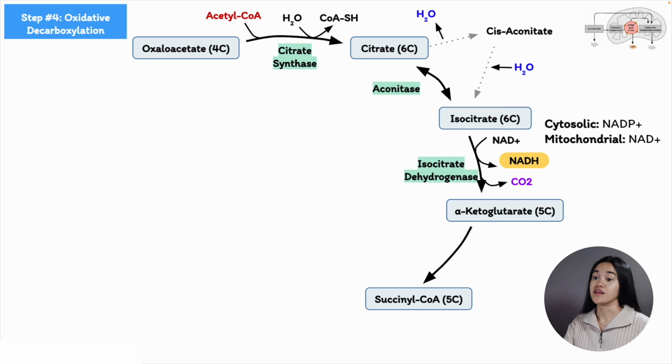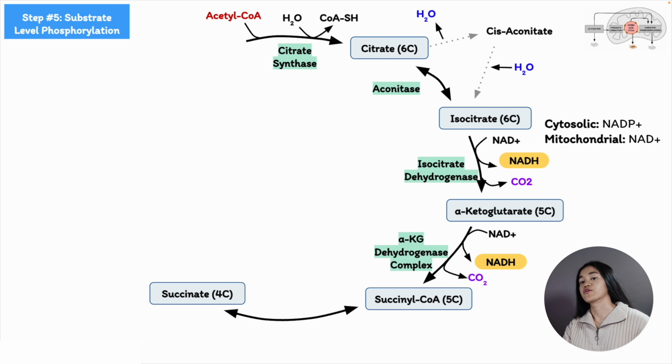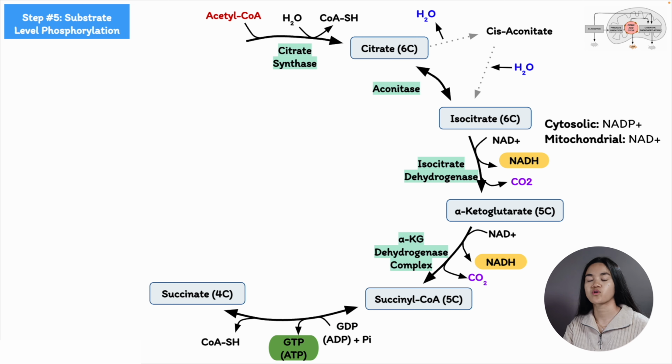The next step is another oxidative decarboxylation. Alpha-ketoglutarate is oxidized to form succinyl-CoA, and we're also producing carbon dioxide. And this is catalyzed by the alpha-ketoglutarate dehydrogenase complex. NAD+ is reduced to NADH, so NAD+ accepts these electrons and will carry them to the electron transport chain. From here, succinyl-CoA is converted to succinate, catalyzed by succinyl-CoA synthetase. We're also producing GTP as a result of substrate level phosphorylation.